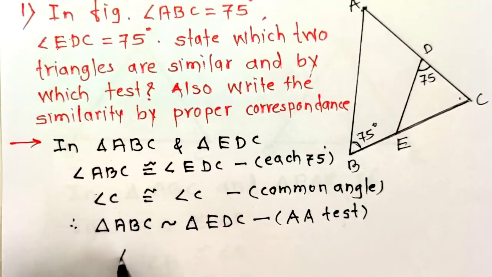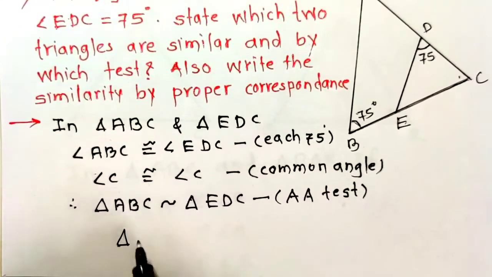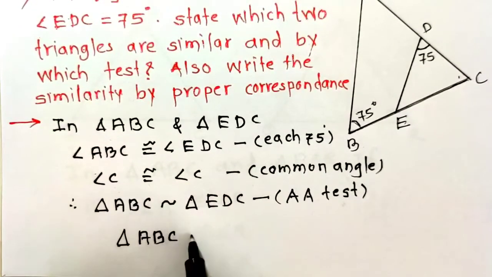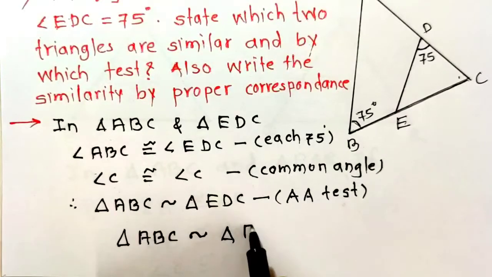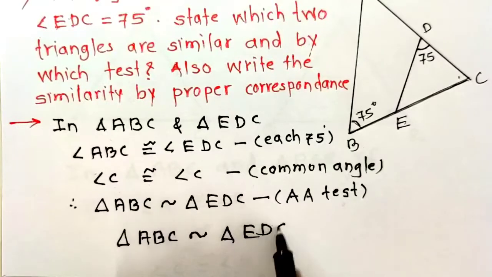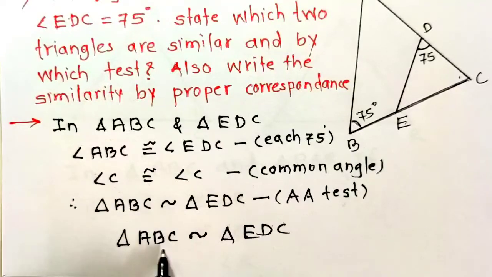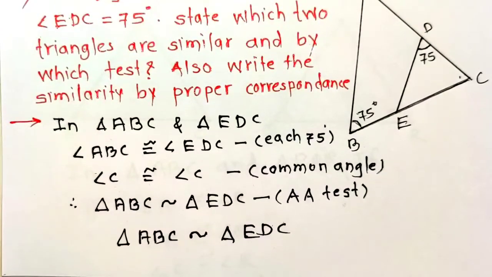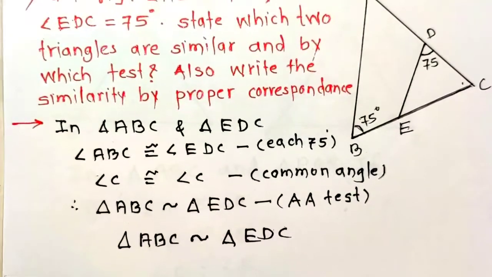Now we have to write the similarity by proper correspondence. So here this is the proper correspondence. ABC similar to EDC, because C is the common angle, that is the pair of corresponding angles. Then B and D 75, this is the second pair of corresponding angles. So in this way we can solve this sum number 1.